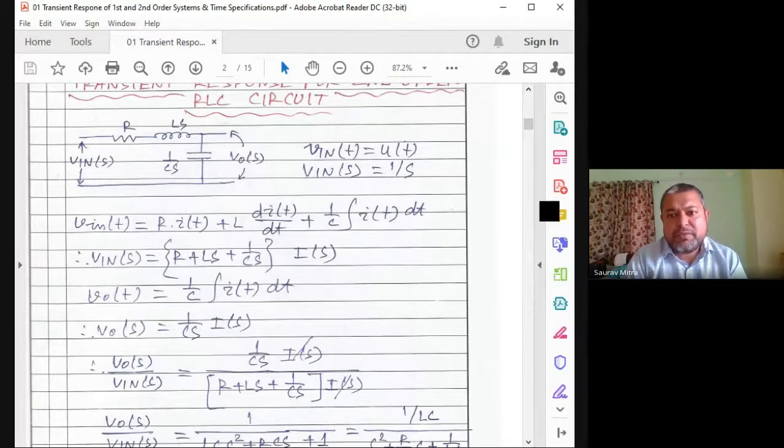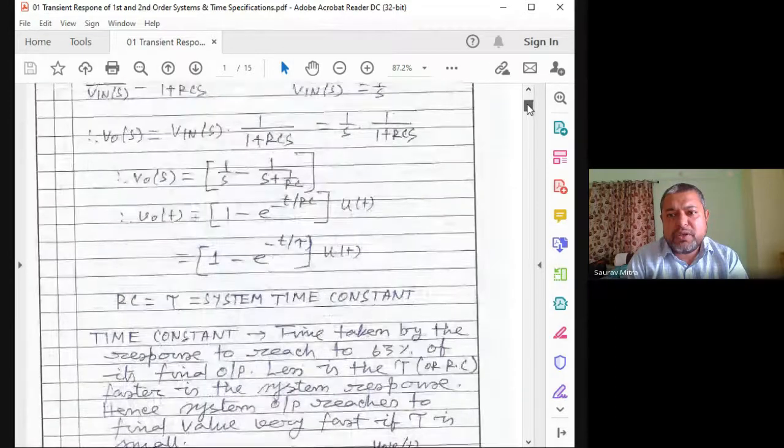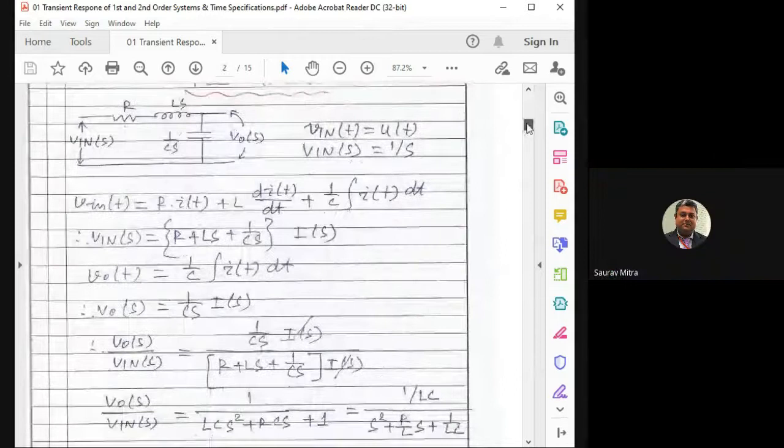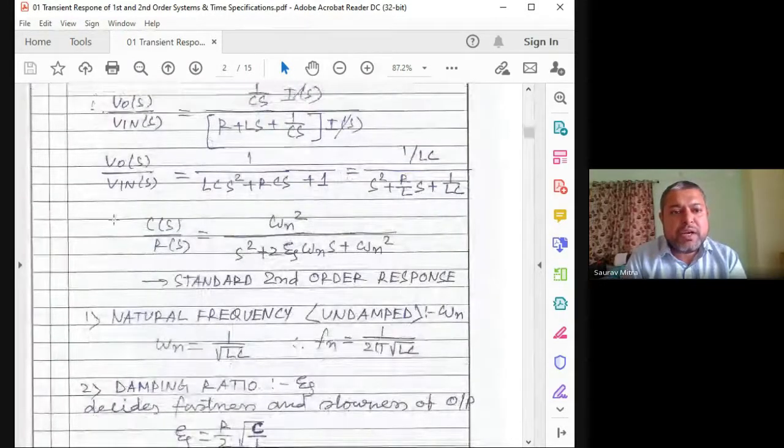The first page is about first order system response, how to find it. This we have seen yesterday. The second page is about RLC, this proof we have done yesterday. So for the RLC system, we found that the transfer function is 1 by LC over S square plus R by L S plus 1 by LC. This is compared with the generalized form of the second order transfer function.